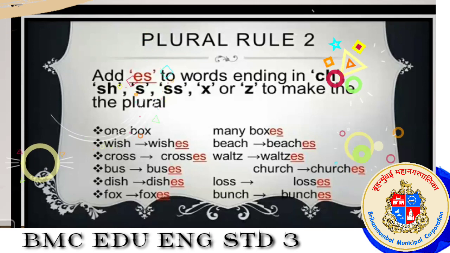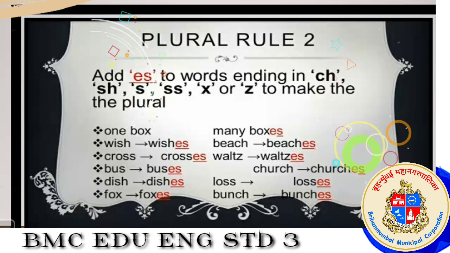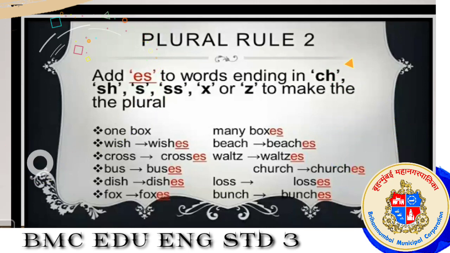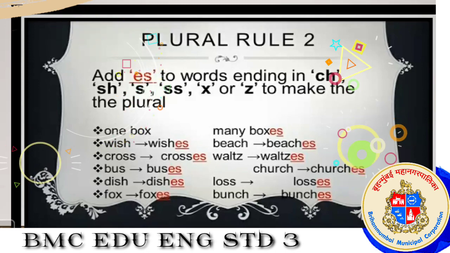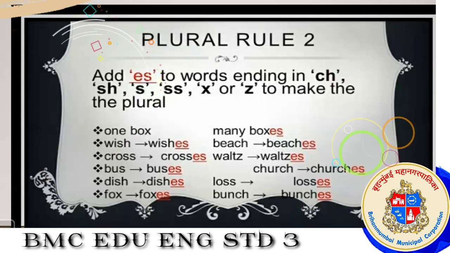In the bus, see, B-U-S, bus. It is ending with S. The spelling of bus is ending with S. So to make its plural, what we add here? ES. So it becomes buses.